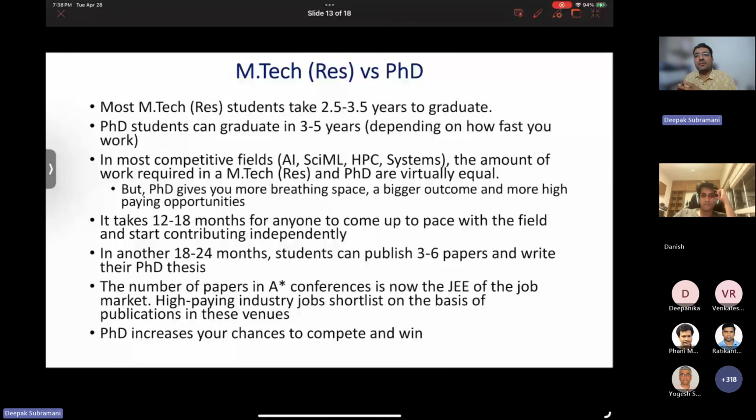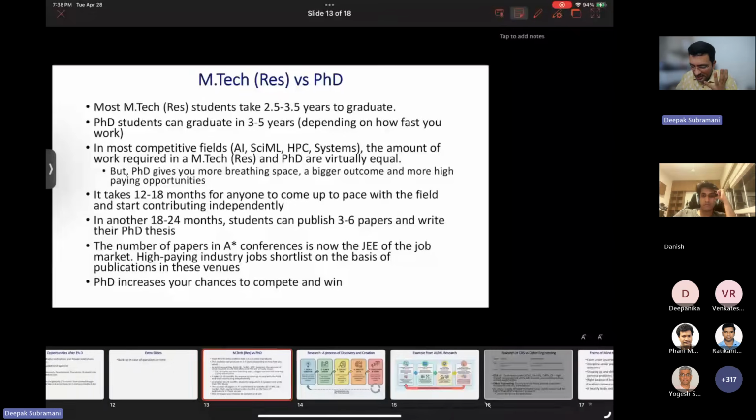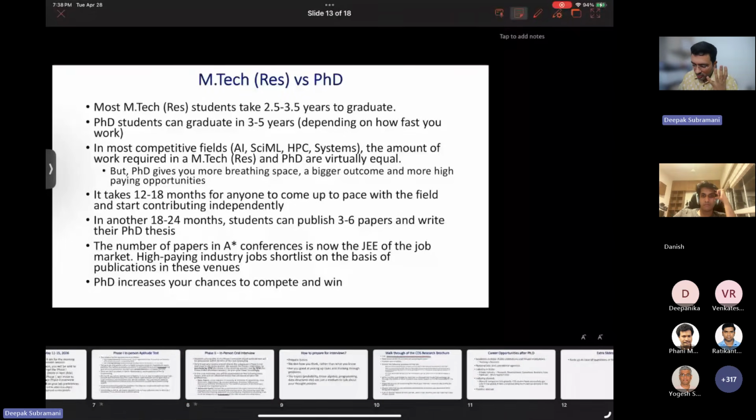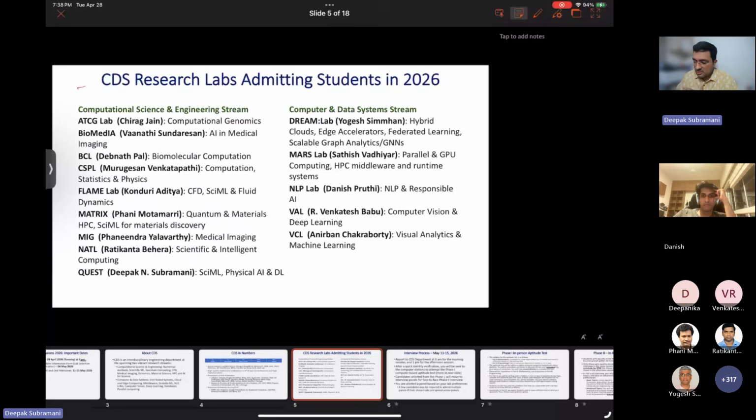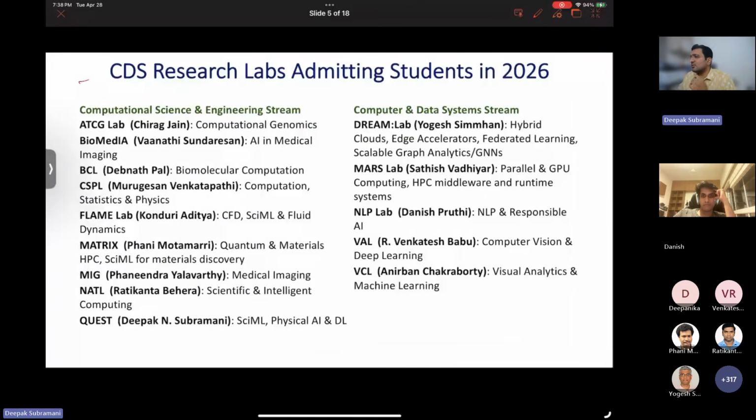So since we are doing competitive research, there's a time pressure, especially in the fields of AI, HPC systems, etc. Right? So there's just a lot of time pressure. So you would want to start hitting the ground running. So in that sense, it kind of makes sense, right? So that you have the necessary background to do that.